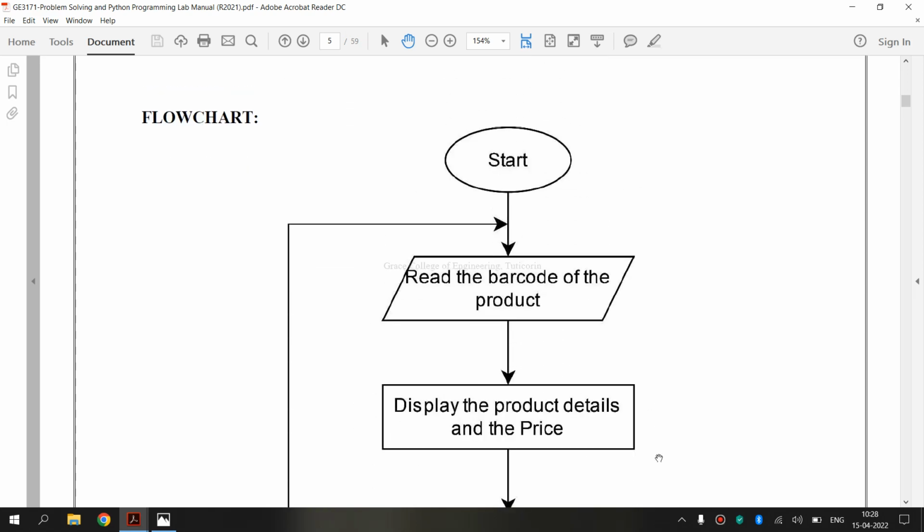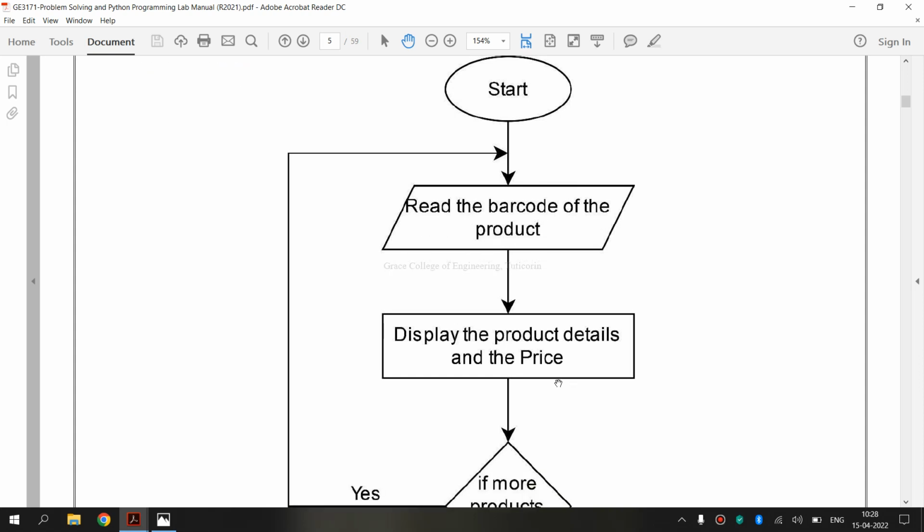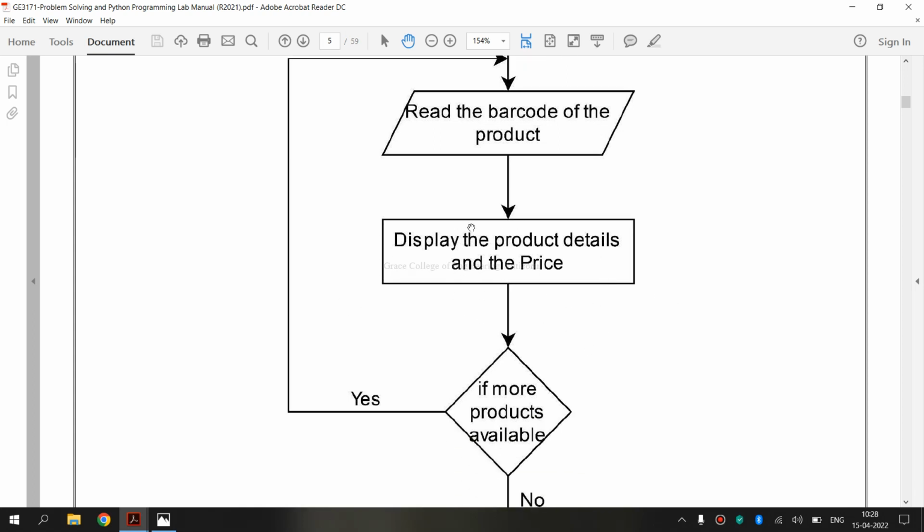Next, this is the symbol for process. The process symbol shows a process or action step. It is the most common symbol in the flowchart. So the symbol we use most commonly in a flowchart is this one, the rectangle symbol. This is known as the process symbol. Whatever process is going to happen, that is what we put in this shape.